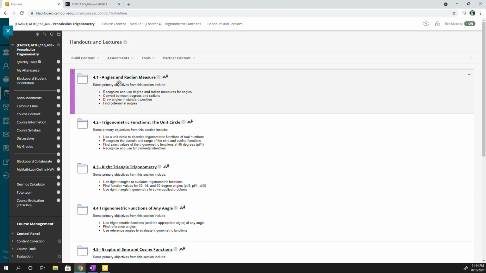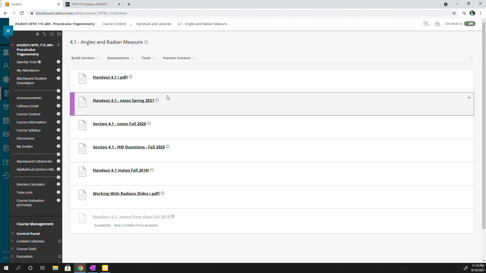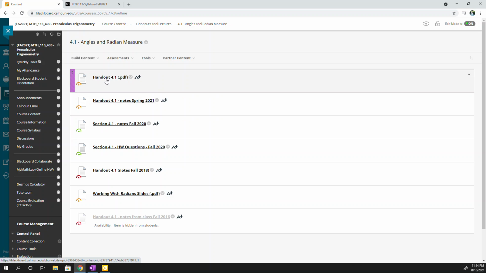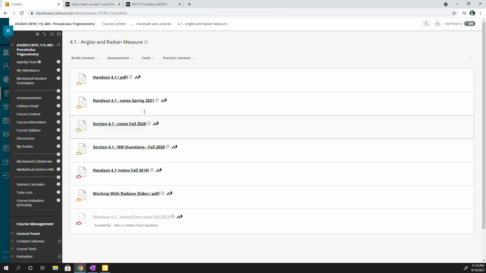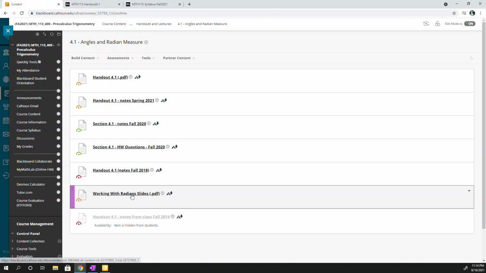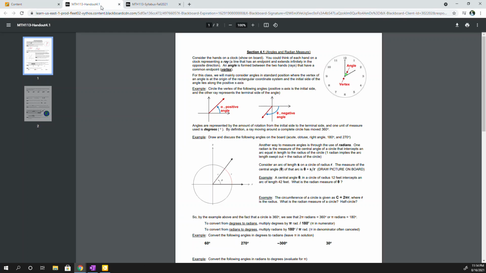If you go to handouts and lectures, you can see the different sections here. Here's 4.1, angles and radian measure. If you click that handout 4.1, you'll see there are other versions of notes through different semesters that I've recorded. But section 4.1 is where we're going to start. I've got that pulled open in OneNote so I can save my notes off, but you're able to pull these up and print these out as needed. I'm going to base the section off of this handout, and I'm going to go relatively quickly.